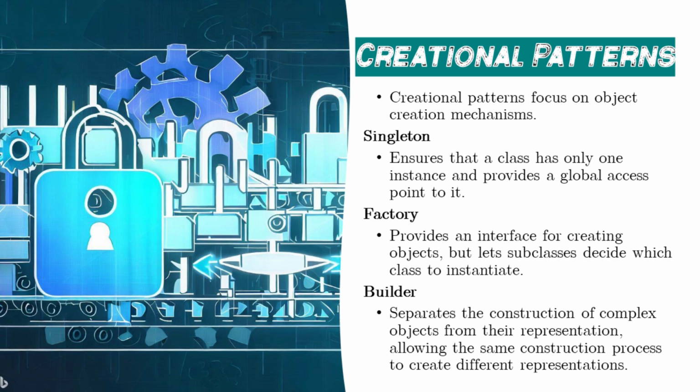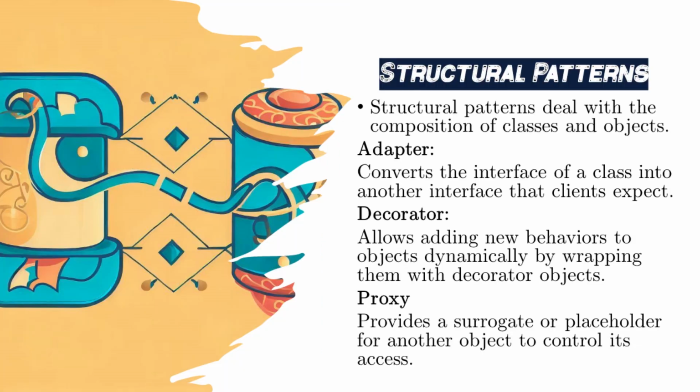Singleton. The singleton pattern ensures that a class has only one instance, and it provides a global access point to that instance. Factory. The factory pattern provides an interface for creating objects, allowing subclasses to decide which class to instantiate. Builder. The builder pattern separates the construction of complex objects from their representation, allowing the same construction process to create different representations.